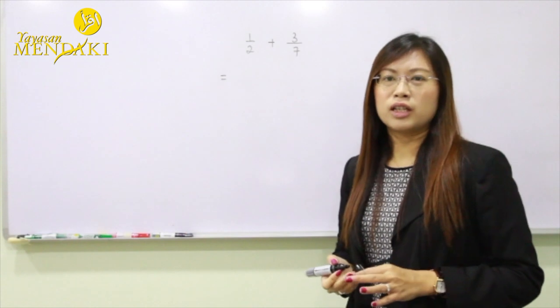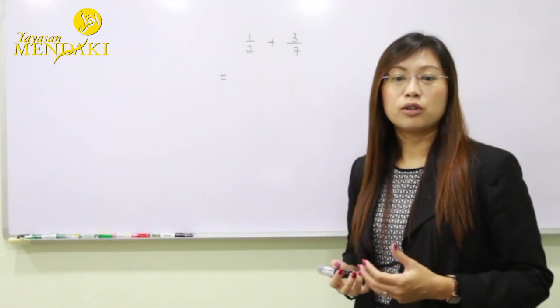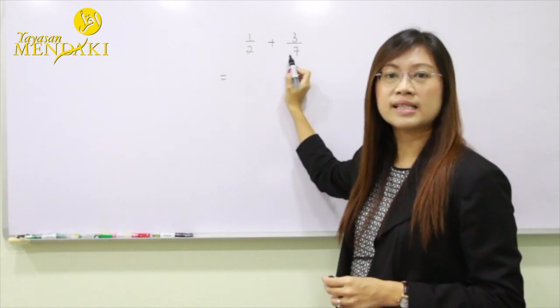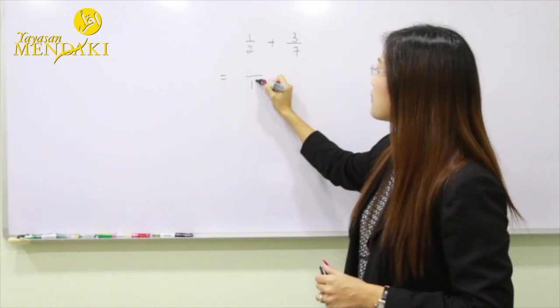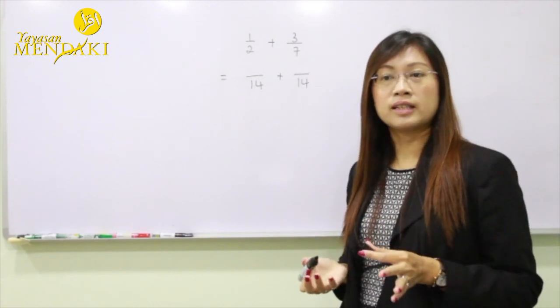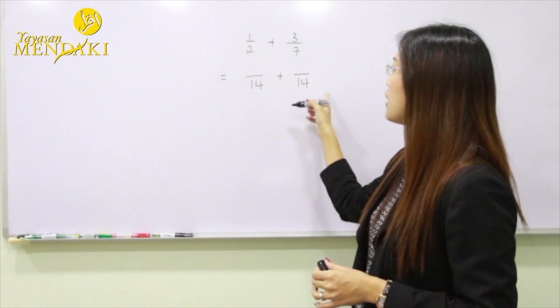Now what shall we do to the denominator again? We have to make them into a common denominator. And you can see that the common denominator between 2 and 7 will be 14. So what you have to do is write the 14 on the denominator for both the fractions.